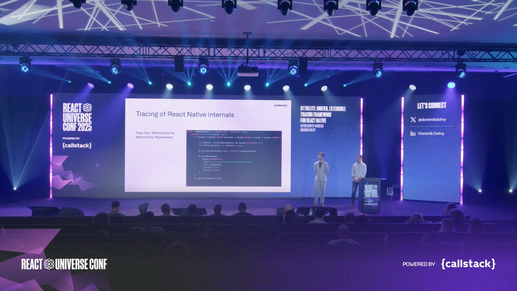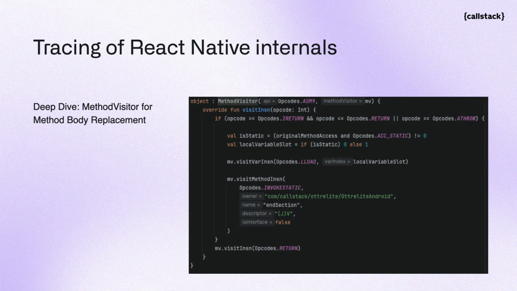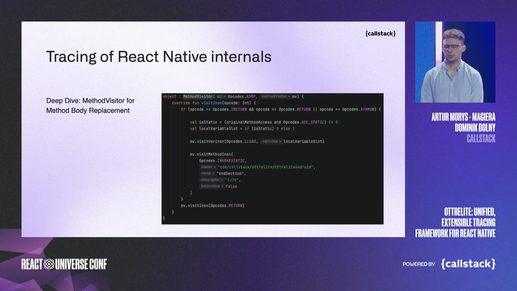Here is a snippet of a core component of ASM called method visitor. It gives us precise control over the instructions within a specific method. This code snippet shows us we can use a method visitor not just to tweak, but to entirely replace the body of an existing method. The goal is to replace the original method's instructions with our own custom bytecode. This could enable specific tracing, alter behavior, or even stub out a method entirely.